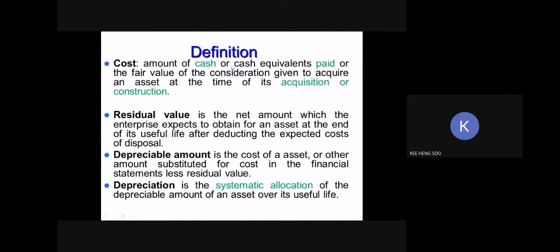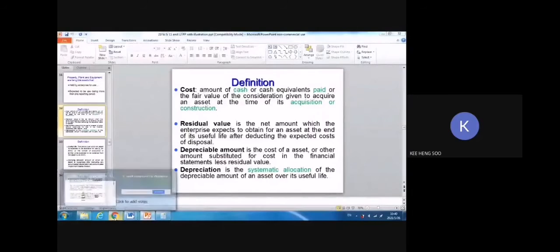In diploma, if you don't go to here, we straight away go to the cash that you pay. 500,000, for example. Residual value will be the scrap value. I think yesterday I discussed, a lot of students cannot understand, but I think today I tell you this is scrap value. That means after the end of the useful life, can you see that? At the end of the useful life, it can be sold for 50,000. So depreciable amount will be the cost minus residual value. And depreciation will be the matching concept.